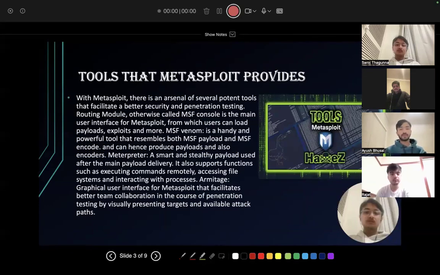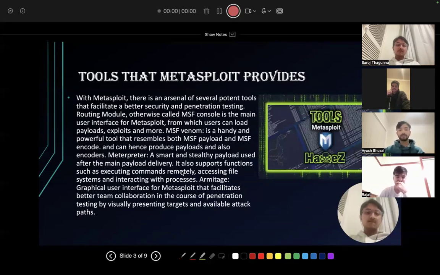Hello, it's me, Ayush Bhusal. Metasploit is basically a computer security project that provides data about security vulnerabilities and assists penetration testing. Talking about the tools that Metasploit provides, the first one is the MSF console. It is the main user interface for Metasploit, from which users can load payloads, exploits, and more.